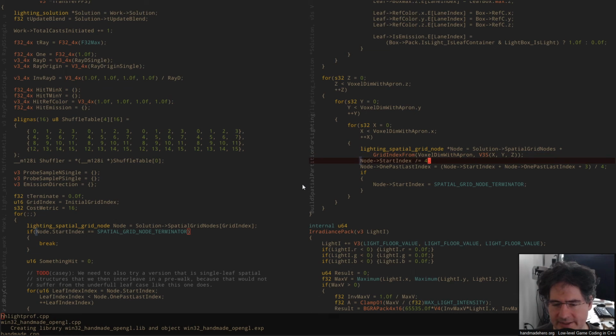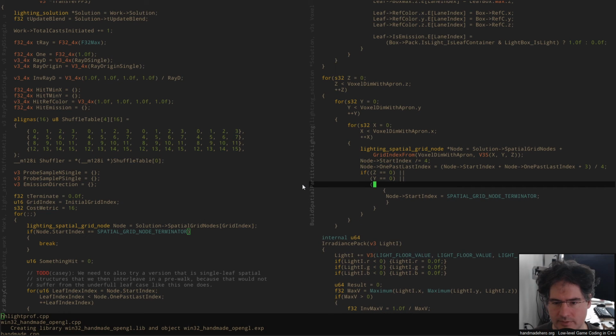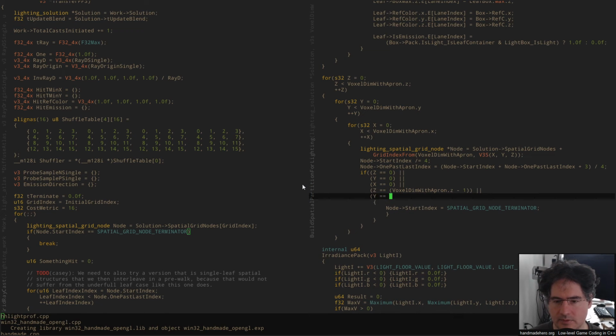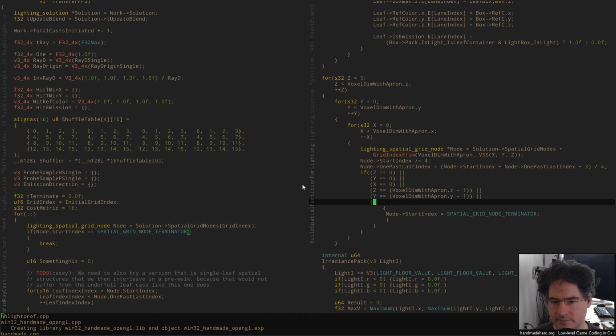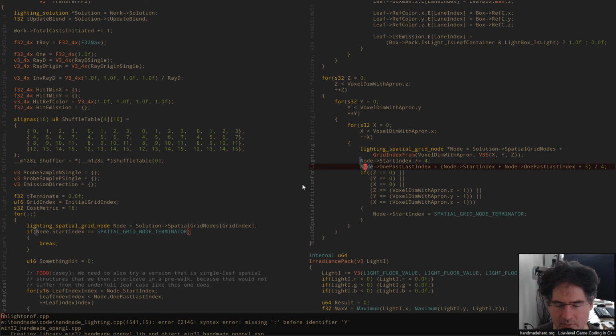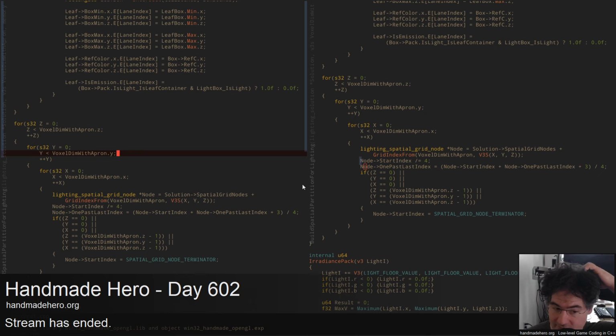And so what I might do is just say, okay, take the start index, assign it to the one past last index, assign it, and then possibly overwrite this if we happen to be, like, if z equals 0, or y equals 0, or x equals 0, or z equals voxel dim with apron z minus 1, and that will properly terminate the apron so that we know we're not going to have any raycasting that goes outside of that. And hey, that was convenient.